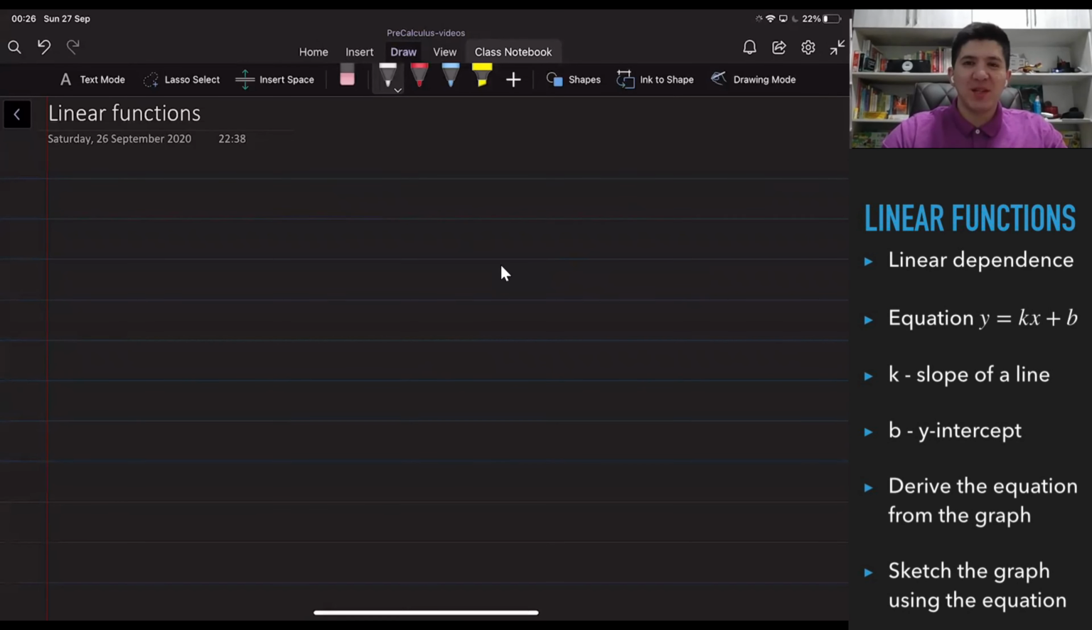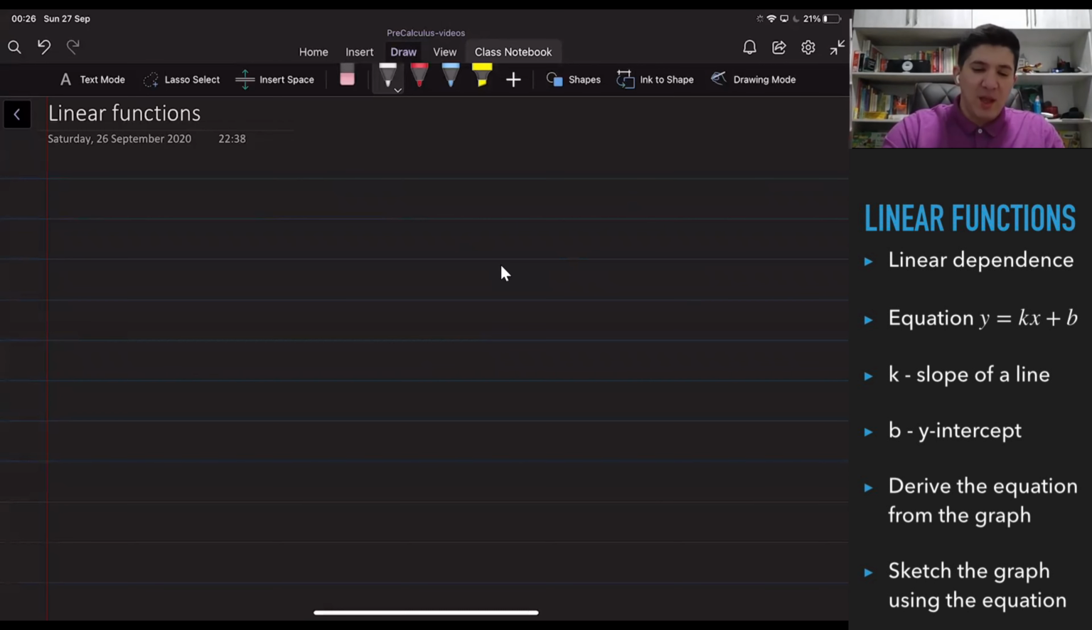In this video lecture, we're going to discuss linear functions. Previously, we talked about functions, and we can give various definitions of functions. One of the most intuitive definitions would be to define a function as a machine which transforms an input value into an output value.